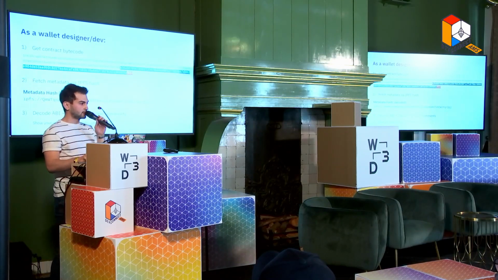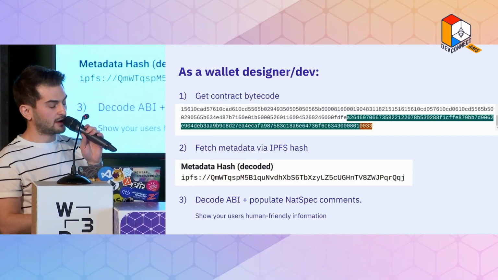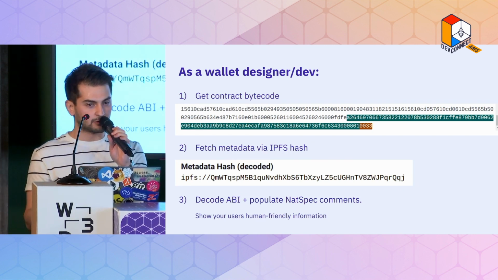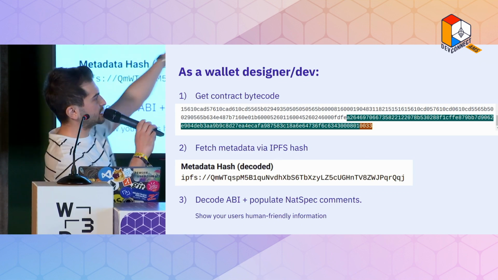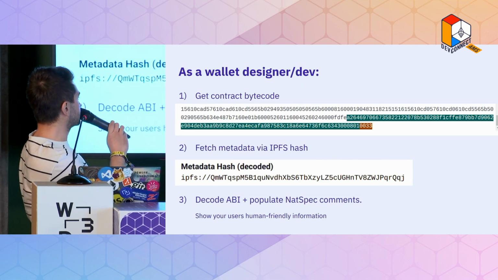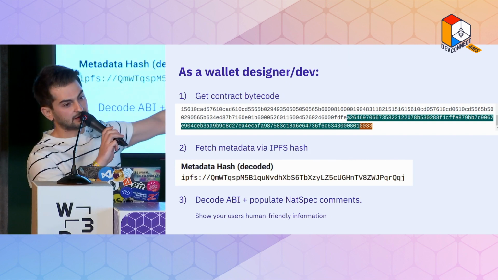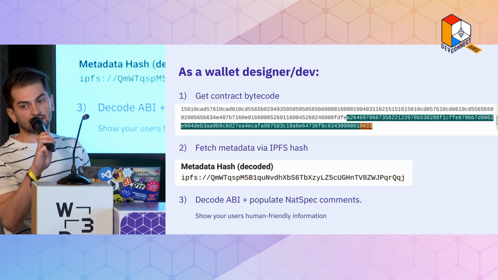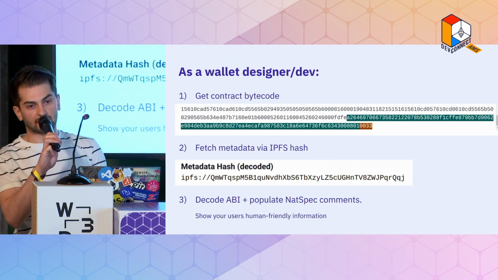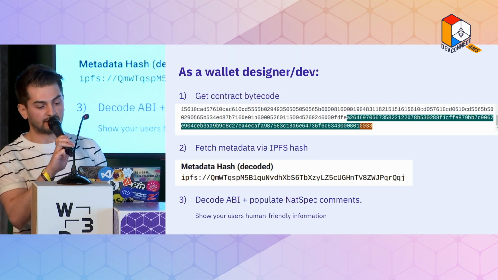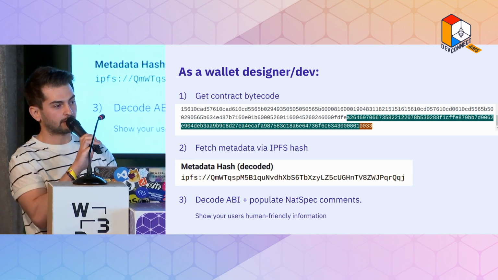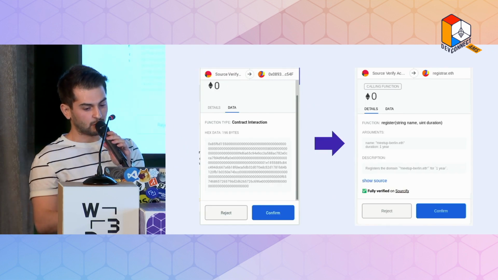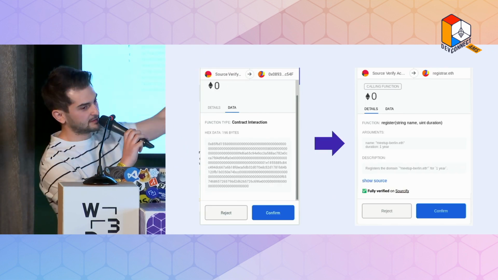As a wallet designer or wallet developer, what can you do? When your users are interacting with the contract, get the contract bytecode and get the metadata hash at the end of the contract bytecode, and pull the metadata from IPFS, and of course pull the documentation and the ABI, decode the parameters, and if there is user documentation, show them the user documentation with the dynamic expressions, and hopefully you will have something like this.